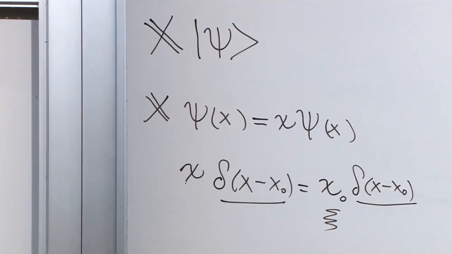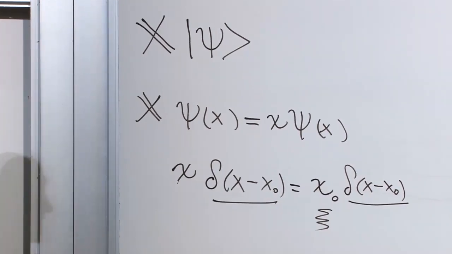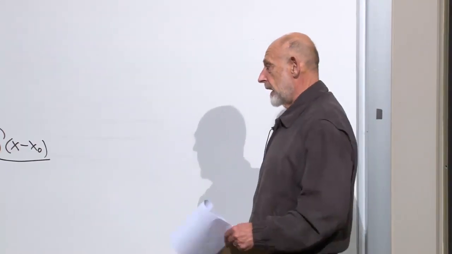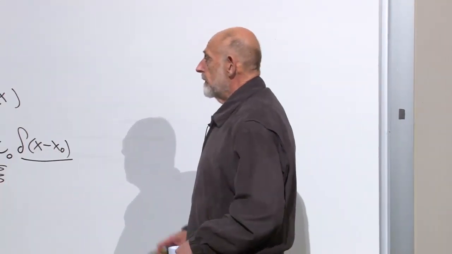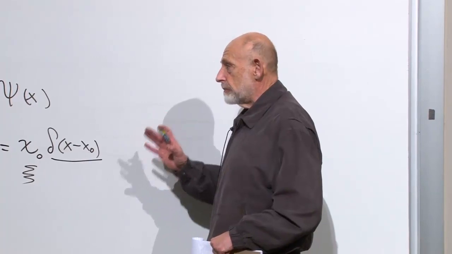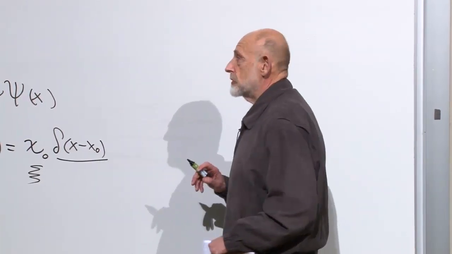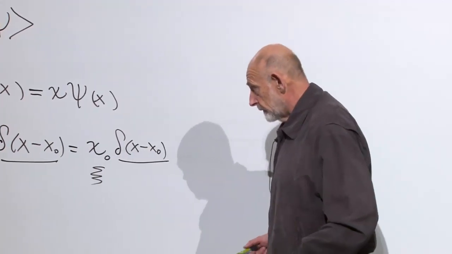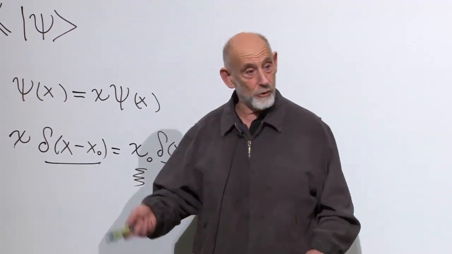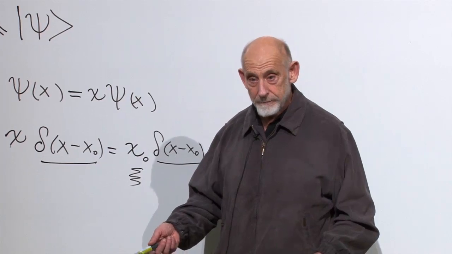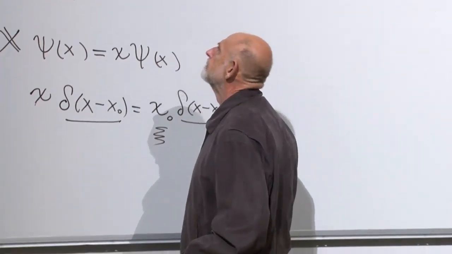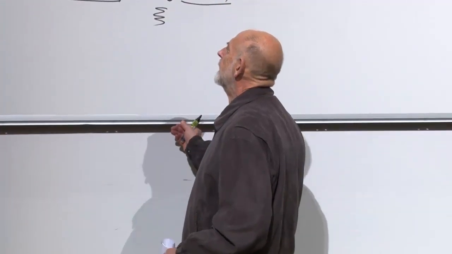All right, so now we can make a list of eigenvectors of various observables. We're starting our list, eigenvalues and eigenvectors. The eigenvector associated with a particle localized at point x naught is equal to the delta function of x minus x naught, exactly as you expected, right? Good. Okay. And that finishes up x.